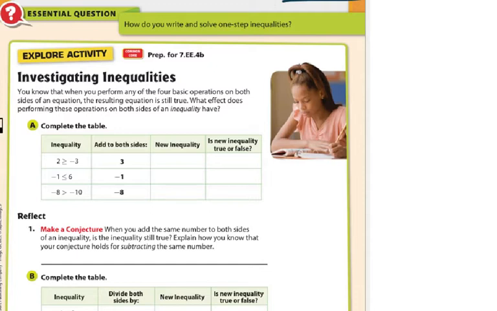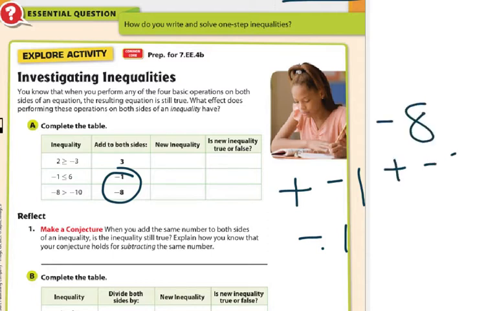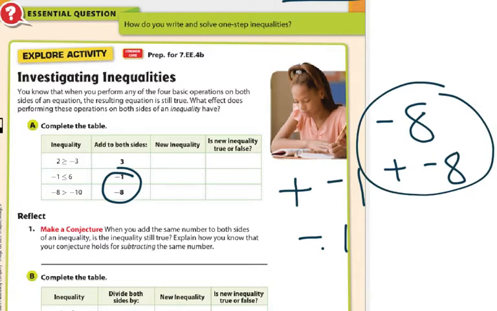Yeah, it does. Because we're adding, isn't it the same thing as plus a negative 1? Isn't that the same thing as subtracting a 1? Yeah. Or subtracting 8 is the same thing as adding a negative 8 because we add the opposite. These two are the same thing. So it doesn't matter if you're adding or subtracting inequalities. They will always be the same on both sides.